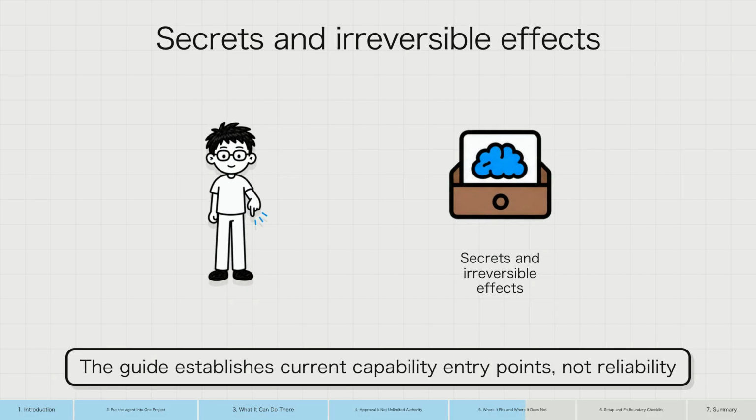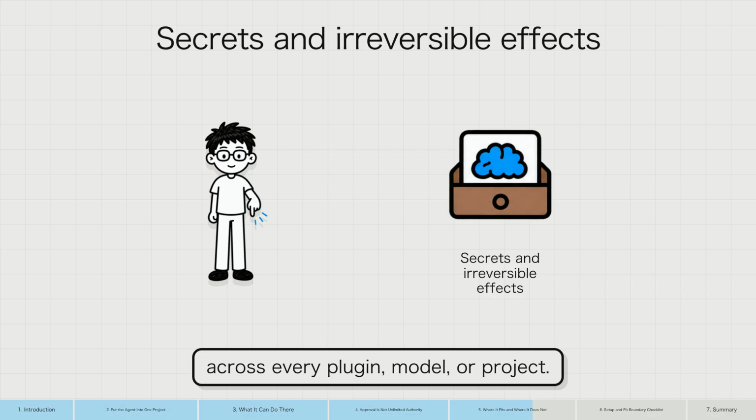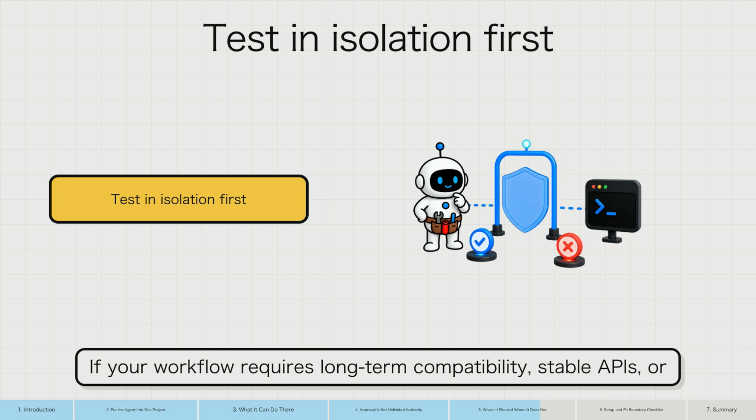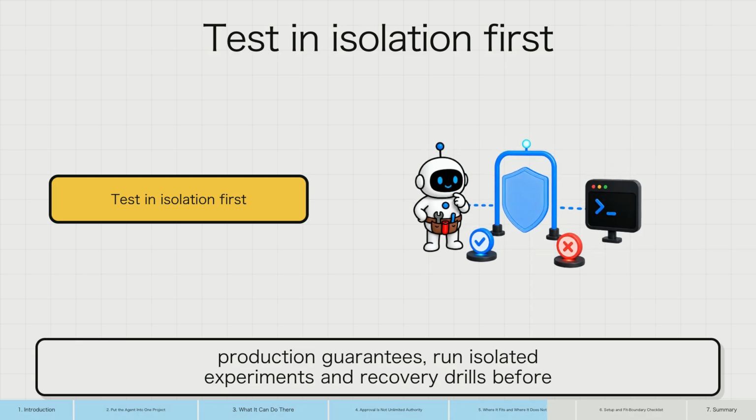The guide establishes current capability entry points, not reliability across every plugin, model, or project. RC7 is still a developer preview. If your workflow requires long-term compatibility, stable APIs, or production guarantees, run isolated experiments and recovery drills before adopting it.